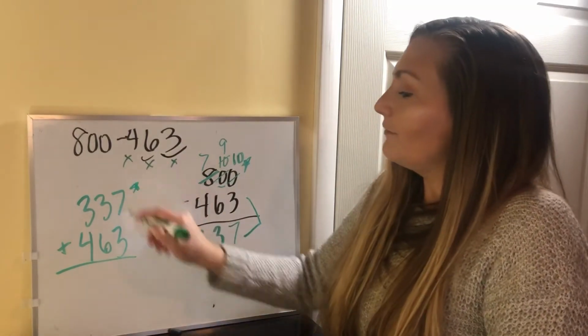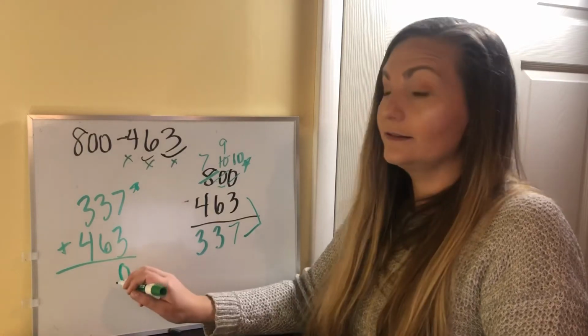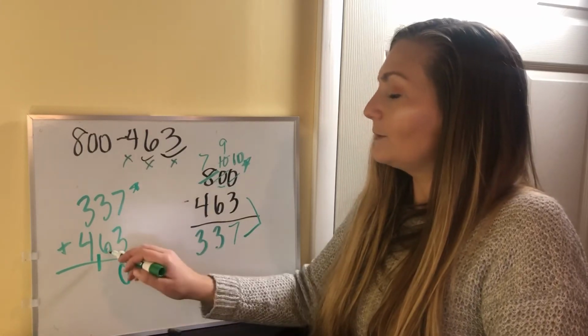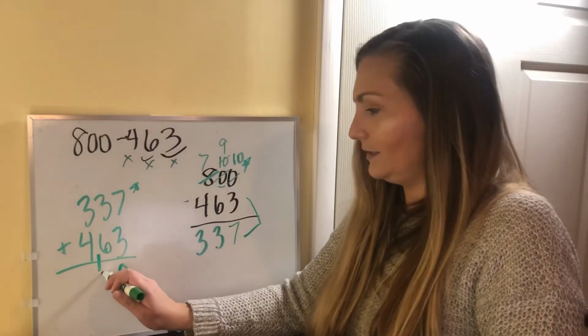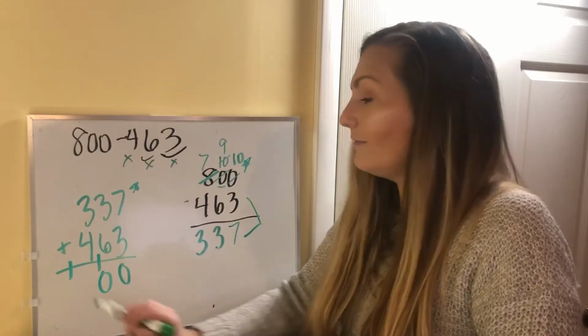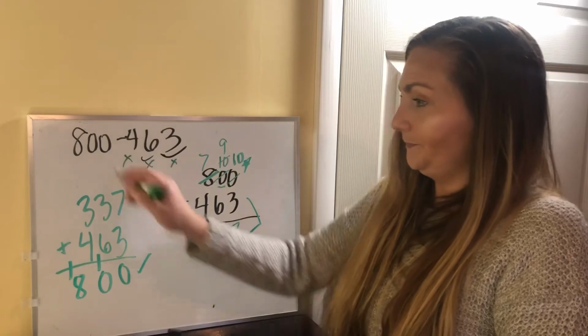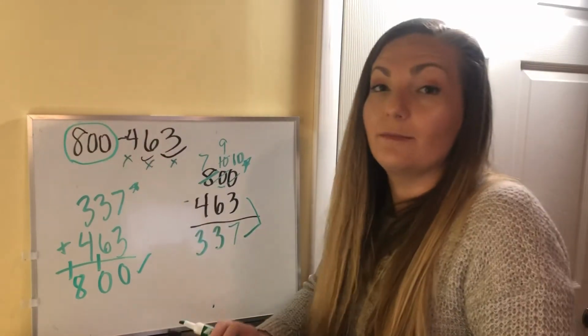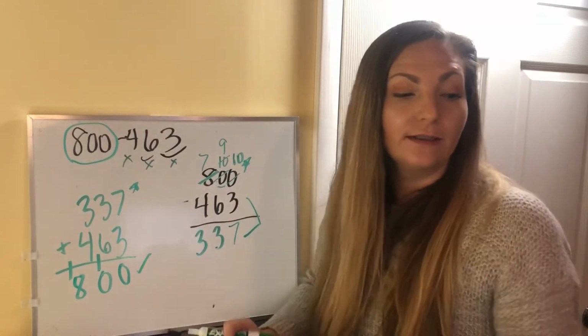Let's start here. 7 plus 3 is 10. Carry the 10. 6 plus 3 is 9, plus 1 is another 10. 4 plus 3 is 7, plus 1 more is 8. And I ended up with my same total. So I feel pretty confident about my work.